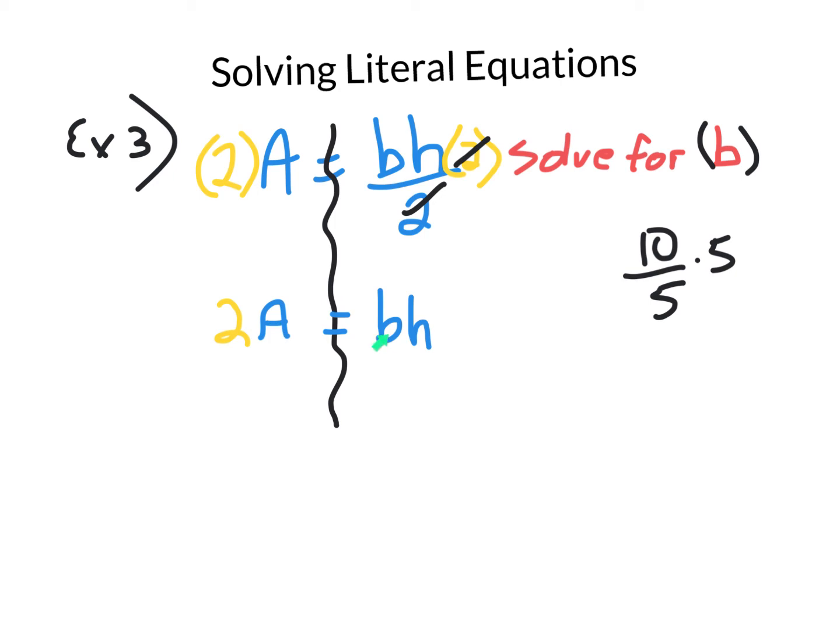All right, now, again, we're trying to solve for B specifically. B is multiplied times H. So if you want to get B by itself, you want to undo that multiplying by H, or do the opposite of multiplying by H, which is to divide by H. And we do that to both sides.